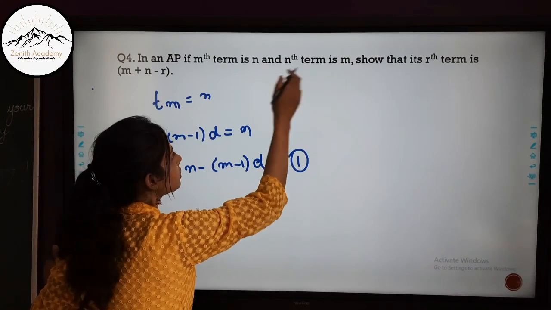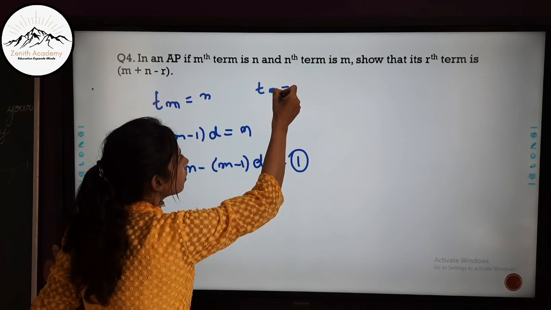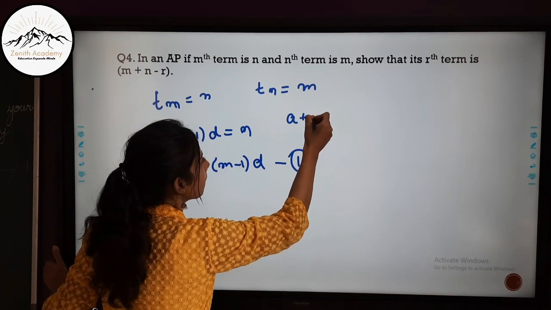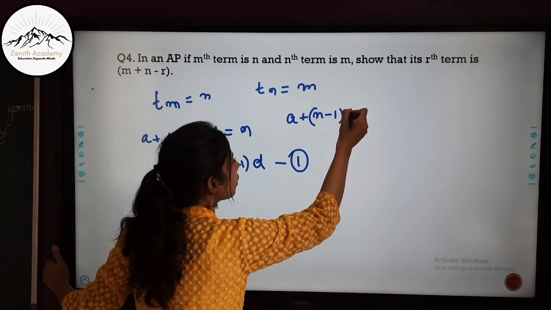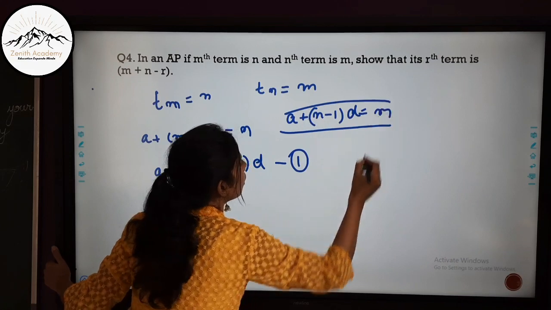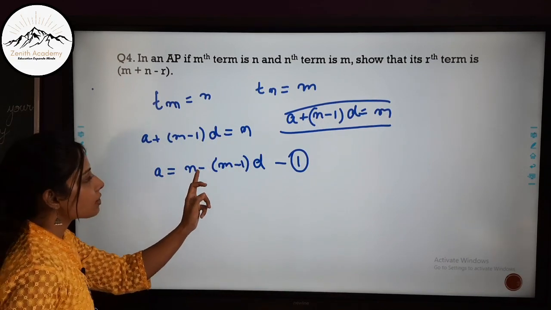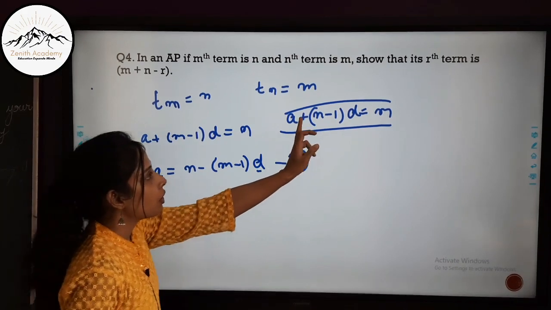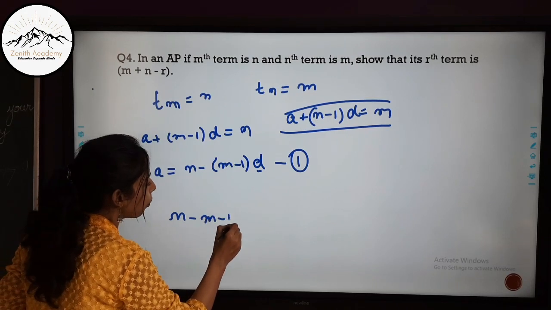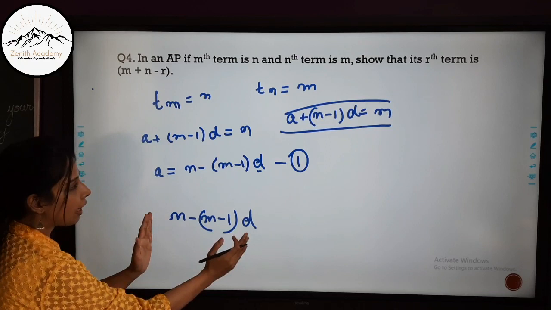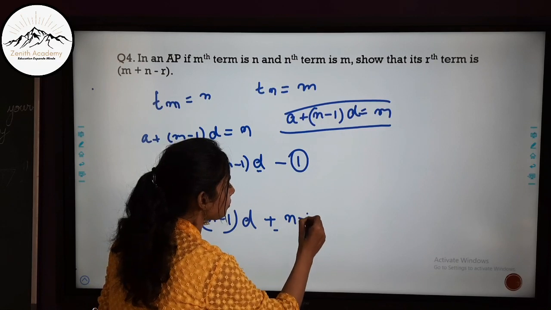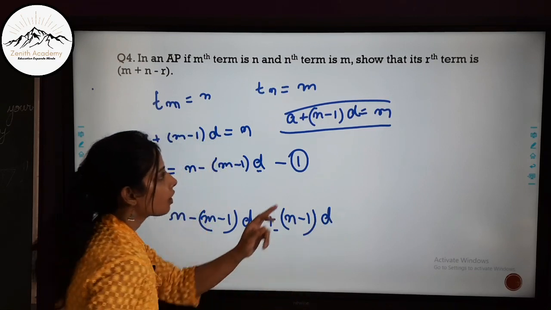Now the nth term is given as m. How can we write the nth term? a plus n minus 1 into d is equal to m. Now a we know as n minus m minus 1 into d. We can put it here. So n minus m minus 1 into d, that is a, plus n minus 1 into d is equal to m.